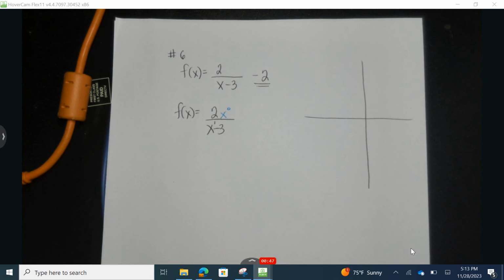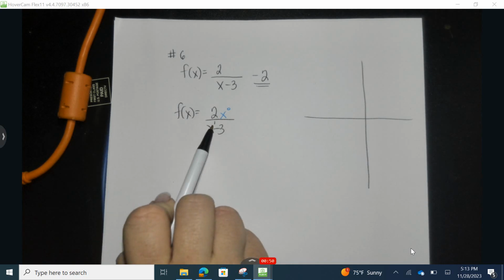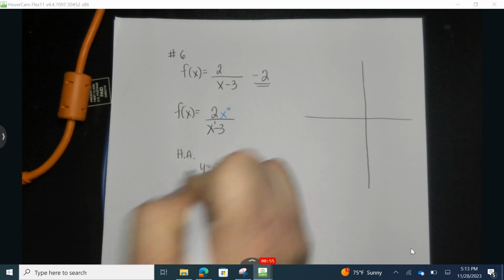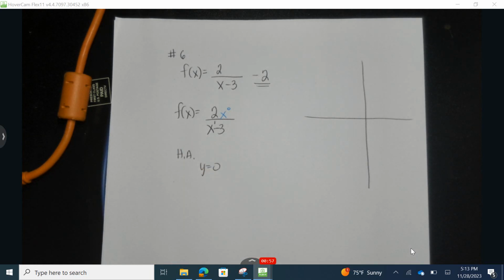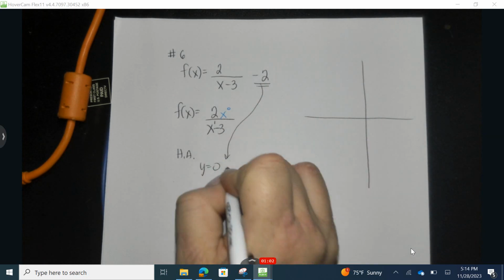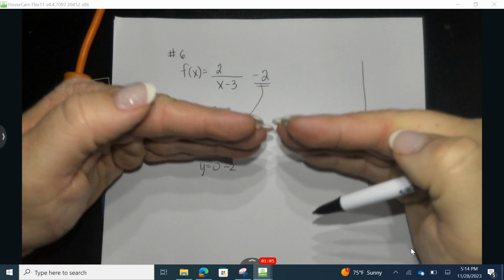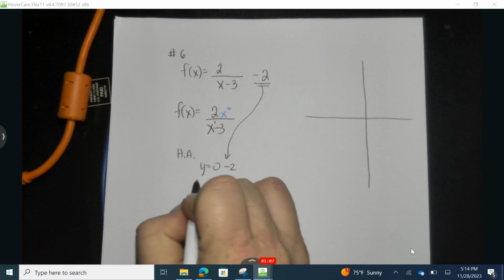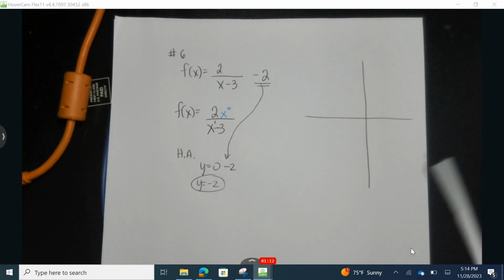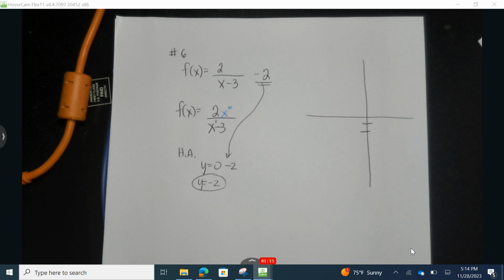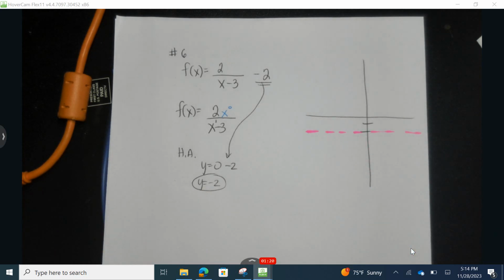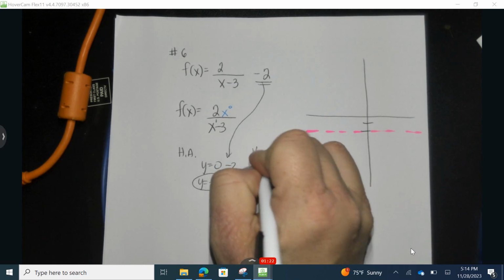Whenever the degree in the numerator is less than the degree in the denominator, we will always have a horizontal asymptote of y equals 0. But in this particular problem, remember, we have a shift down by 2. So I'm going to take that horizontal asymptote and drop it down 2. So the equation y equals negative 2 will be my horizontal asymptote.